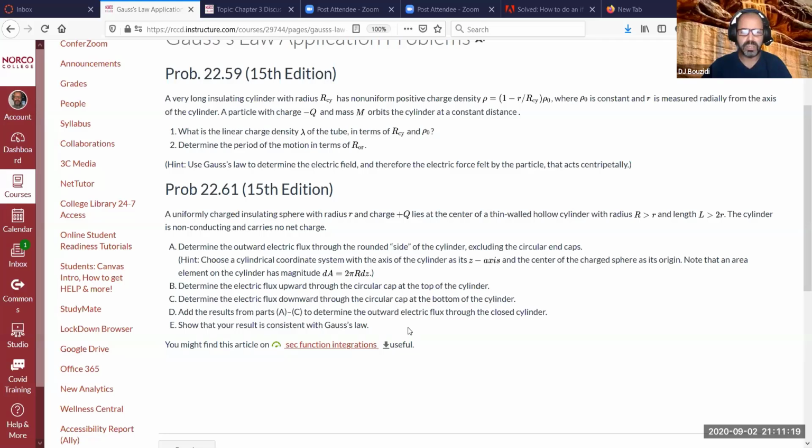Show that the resultant is consistent with Gauss's law, and that is when you check to see, calculate the charge enclosed divided by epsilon naught, and see if there is a match. It should really be the same number. It should be Q divided by epsilon naught, because that's the Q in here that you're dealing with.